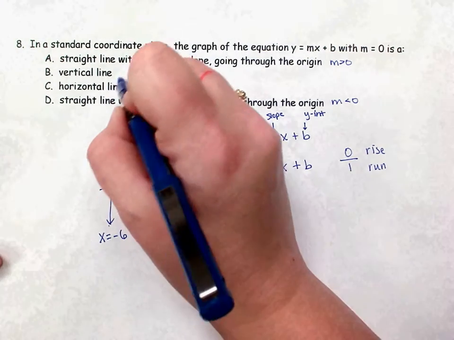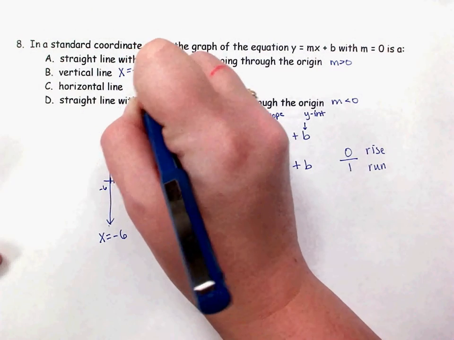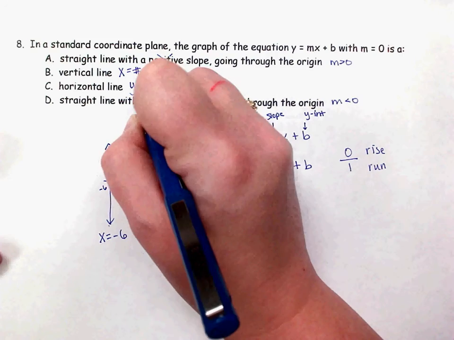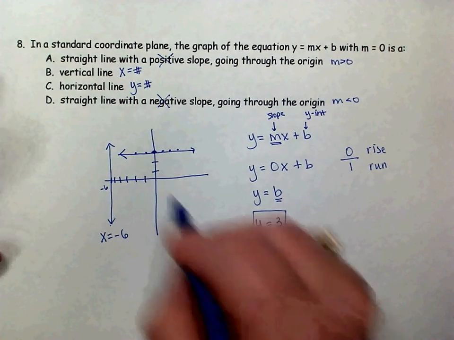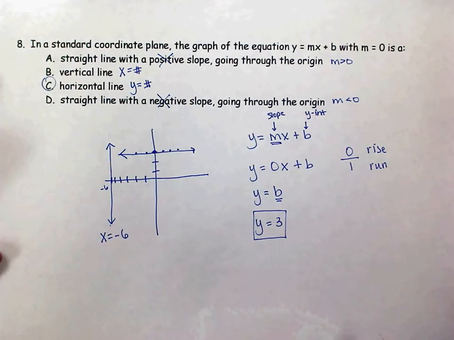So vertical lines are always x equals a number, and horizontal lines are always y equals a number. And that number is going to be your y-intercept. So the correct answer is C. It's a horizontal line.